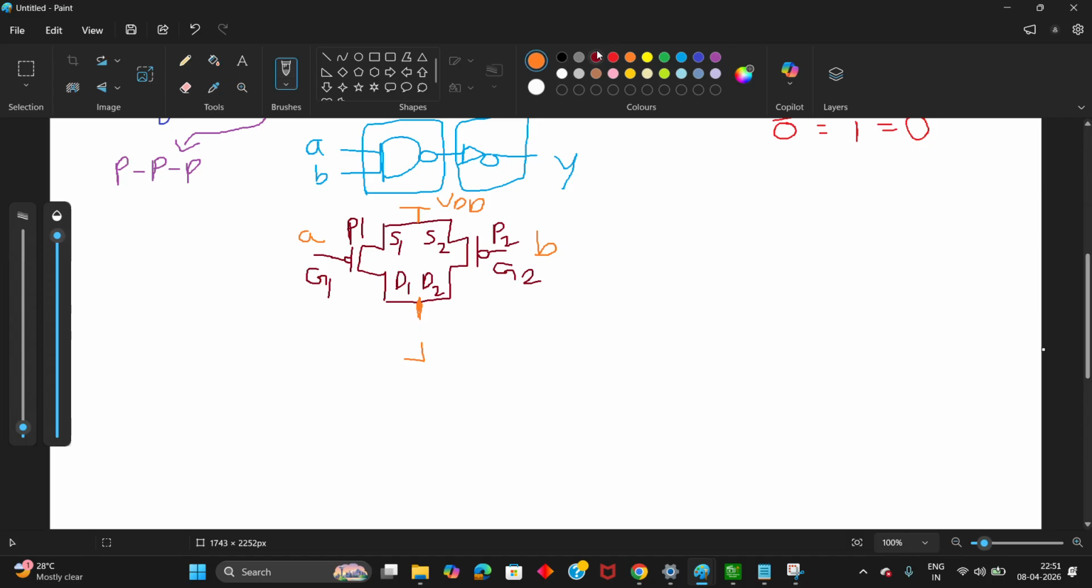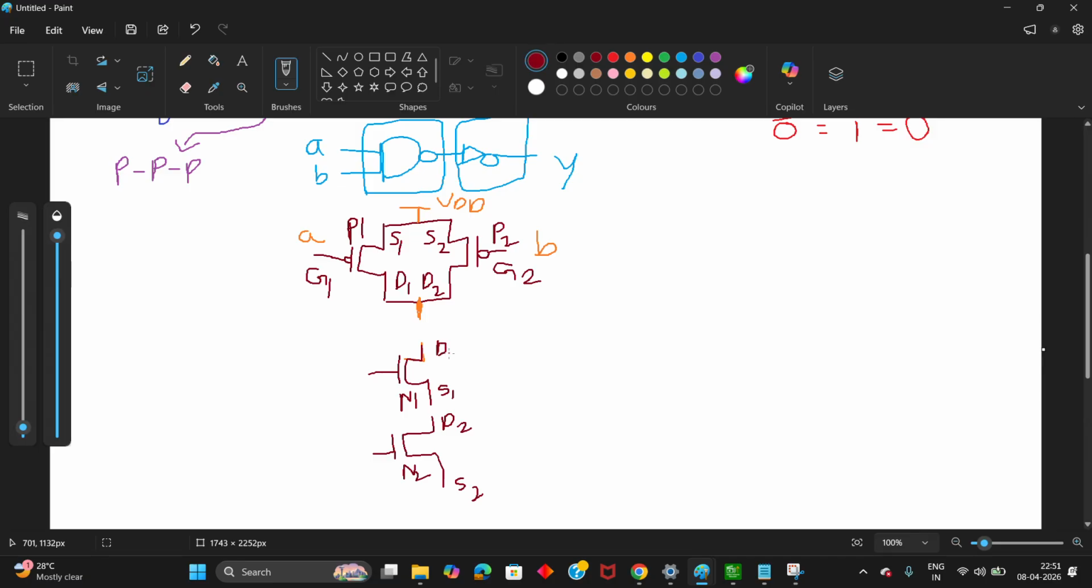Connecting in series is nothing but, see, you take two NMOS transistors. This is one NMOS and this is another NMOS. Let the NMOSs be N1 and N2. Let this be source 2 and drain 2, and this be source 1 and drain 1.